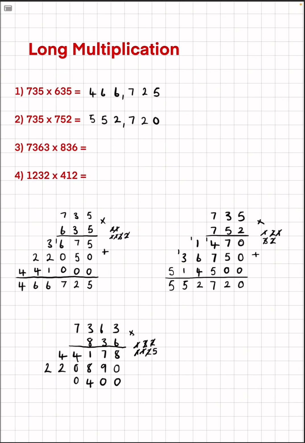8 times 3 is 24. Add 5 is 29. We put the 9 down and carry the 2. 8 times 7 is 56. Add 2 is 58. Now we can add these three numbers to get the answer.